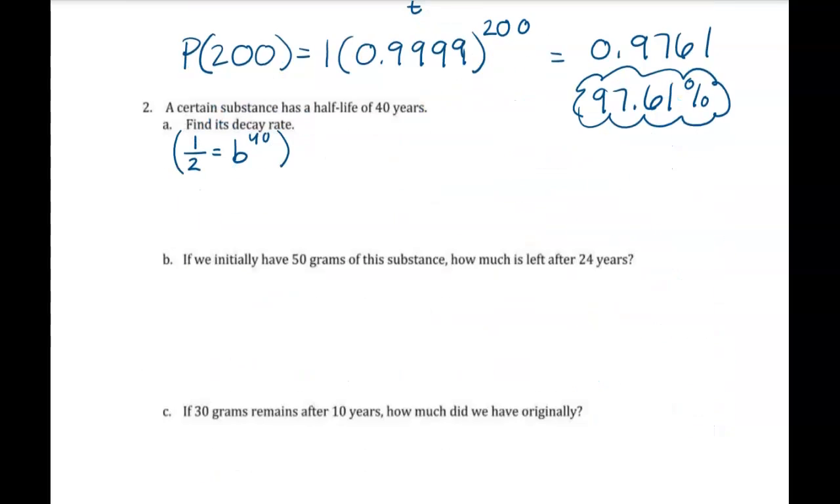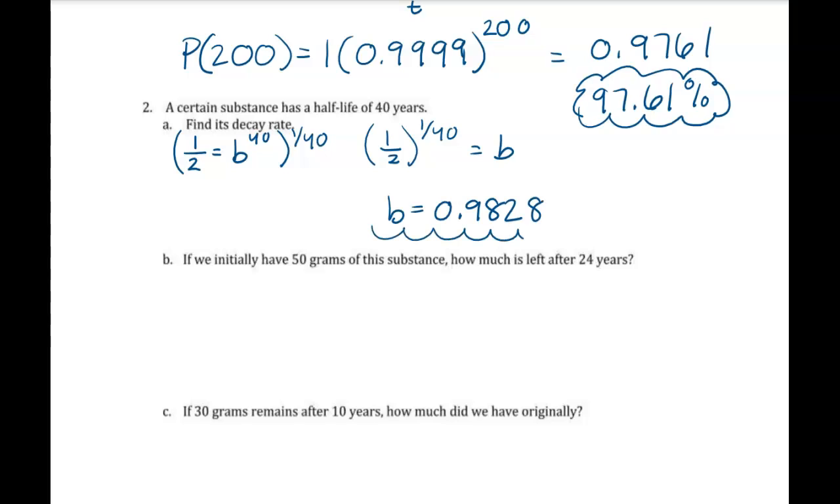So then we'll do to the power of 1 over 40. So 1/2 to the power of 1 over 40 will be our b. So b is 0.9828. I really didn't specify. If you rounded this to 3 decimals, that's fine.